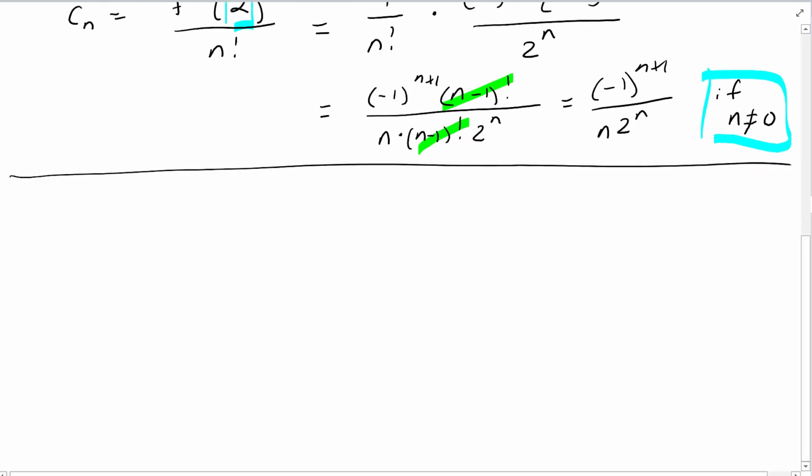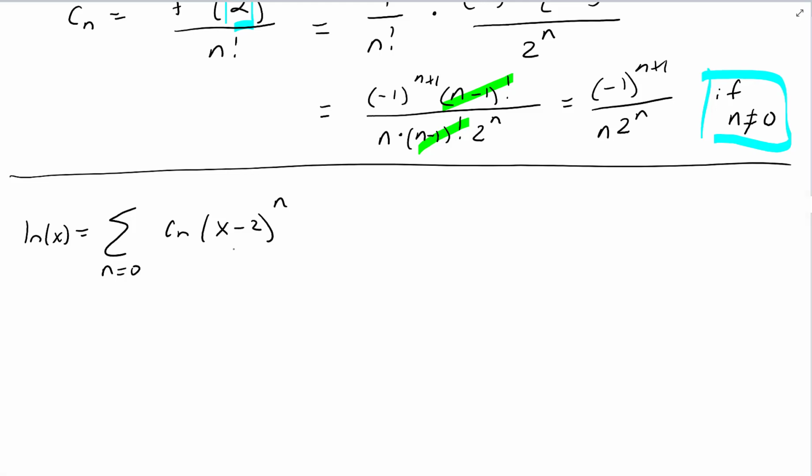Now, our Taylor series is the summation n equals 0, c sub n, x minus 2 to the n. This is x minus a. We're centered at 2, so we have x minus 2 there. And this is the general form for n equals 0 on. But the problem is n equals 0 has a problem. So I really need to think about c sub 0 separately.